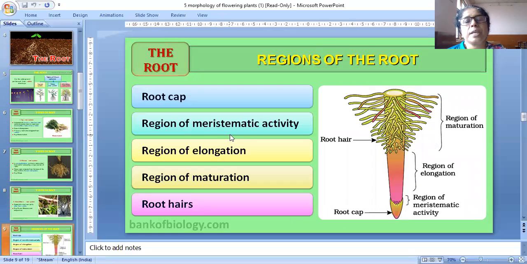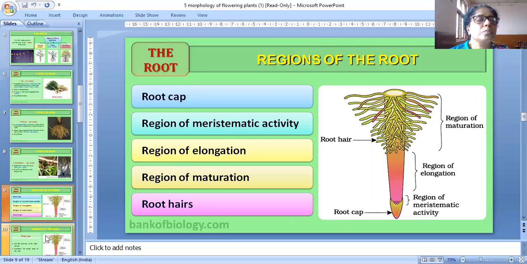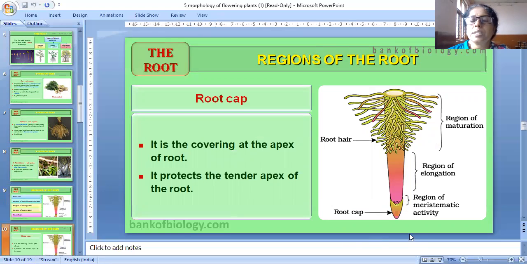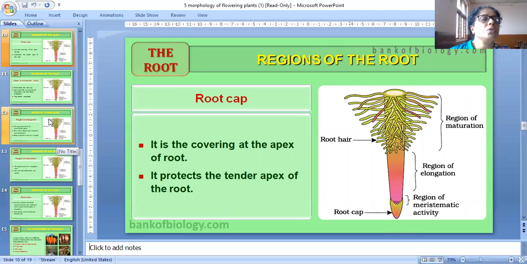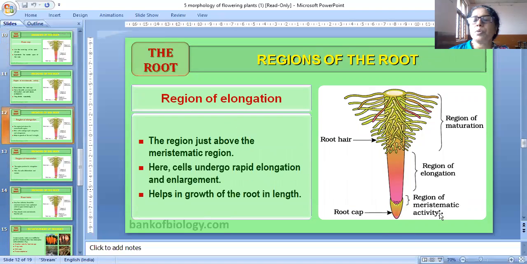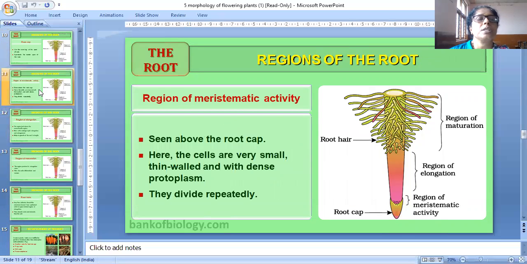The regions of the root are the region of meristematic activity, region of elongation, region of maturation, and root hairs. The root cap covers the apex of the root and protects the tender region. The meristematic region is seen above the root cap. Its cells are very small, thin walled, with dense protoplasm, and they divide repeatedly.